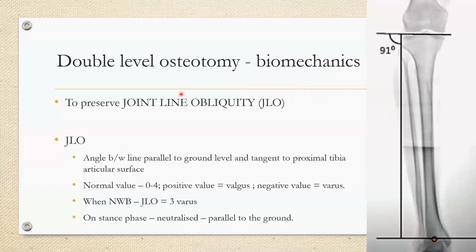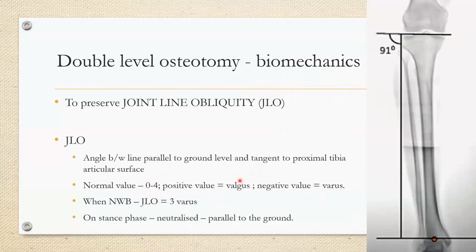So what is joint line obliquity? Joint line obliquity is nothing but the parallelism of the tibial articular surface with respect to the ground level on loading the joint. This is the angle drawn between the articular surface of the tibia and a line parallel to the ground. The normal value is that it should be in alignment with the ground, so it should normally be 0. Positive valgus of up to 4 degrees on loading is acceptable. So the normal value can be taken as 0 to 4.